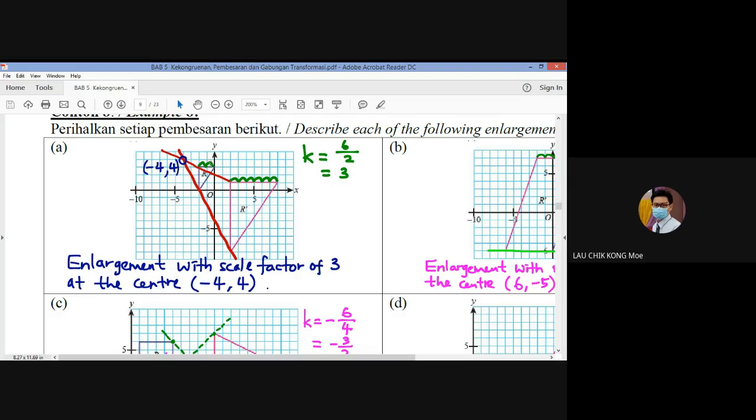So the coordinate is -4, 4. Okay, so how to describe? The answer is the blue one, this sentence. So you write down enlargement with scale factor of 3. K is 3, scale factor of 3 at the center -4, 4. This is a full description for enlargement.